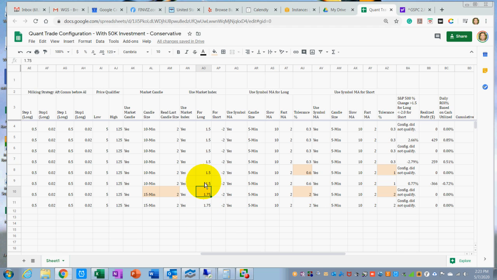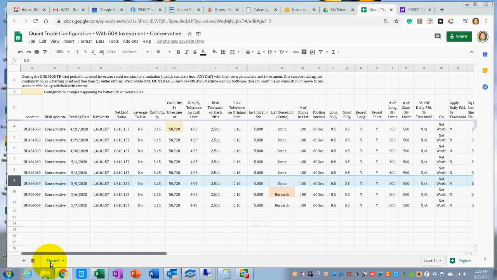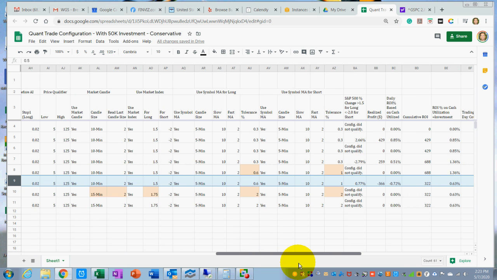Why? I had it at 1.5 before, but if you notice, in spite of having 1.5, I had a loss here. On which day? I think it was on May 5th. I had faced a loss.